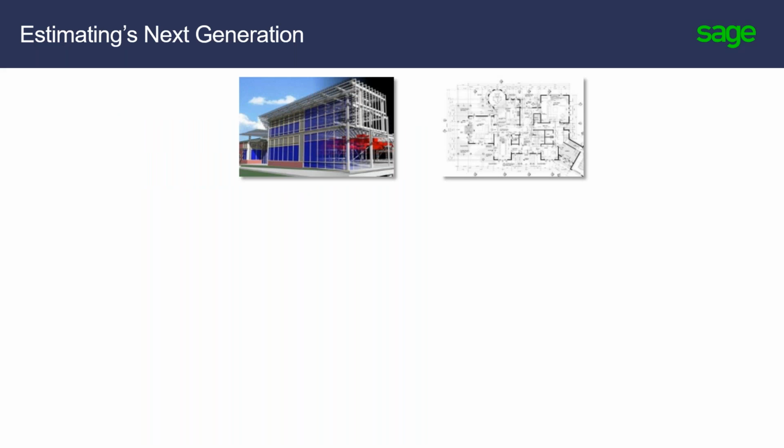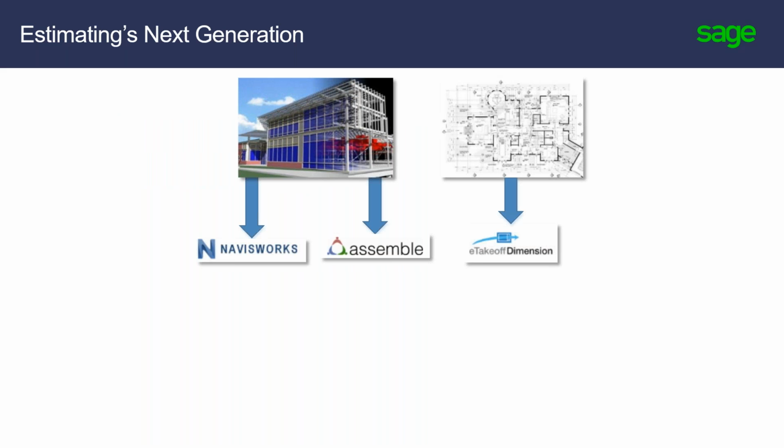So the next generation. If you're going to do estimates today, you are probably getting your information from either a model or a 2D plan set or both. And so what Sage is going to do is they're going to say, you know what, we're going to use what people are already using. We're going to integrate with what people are already using. So we're going to integrate with Navisworks, or Assemble for a 3D model, or we're going to integrate with eTakeoff Dimension for a 2D plan set. So those are our best-in-class solutions, what most people use.